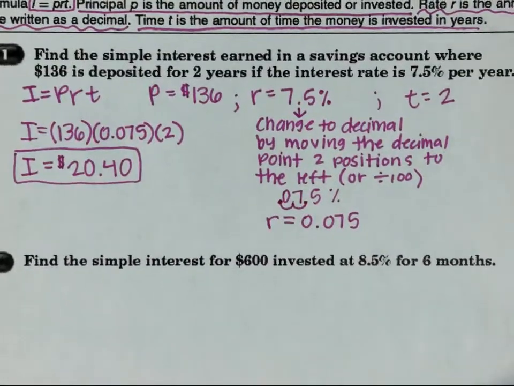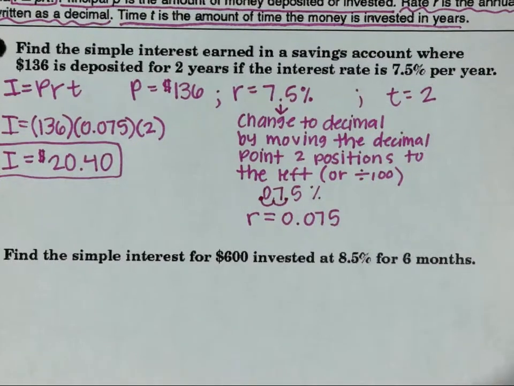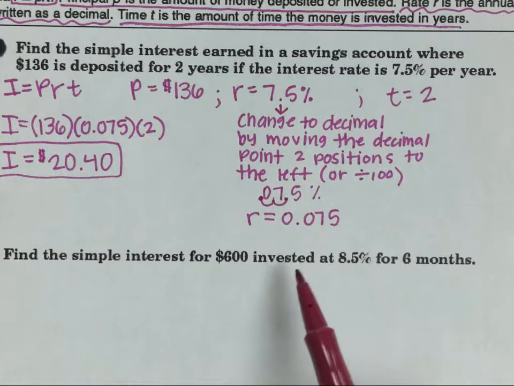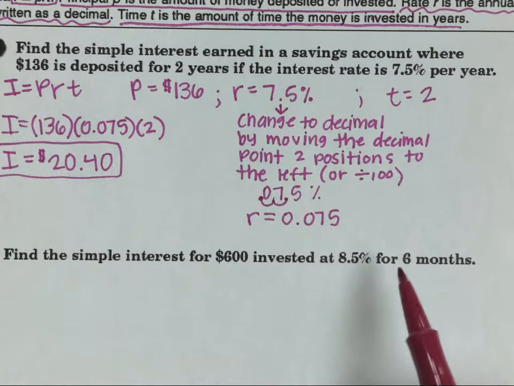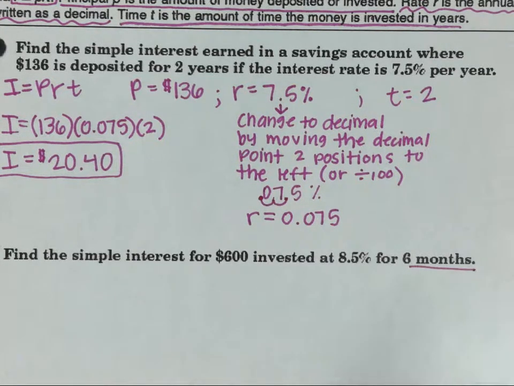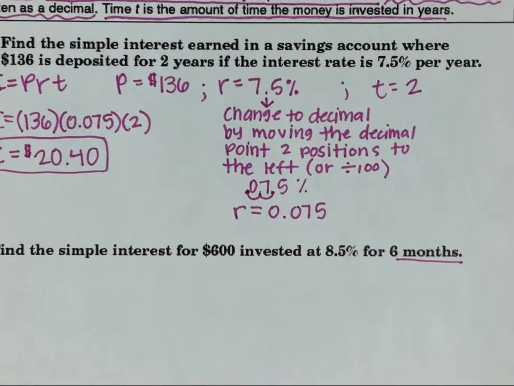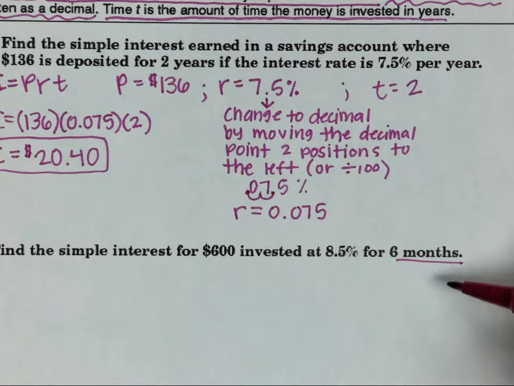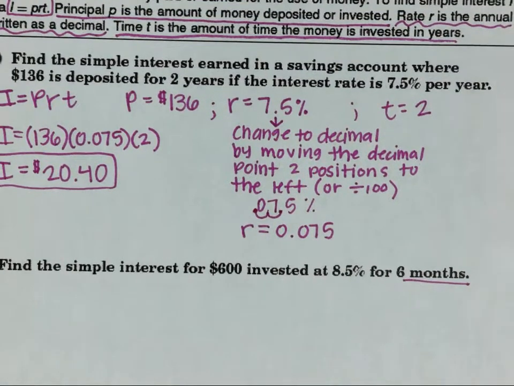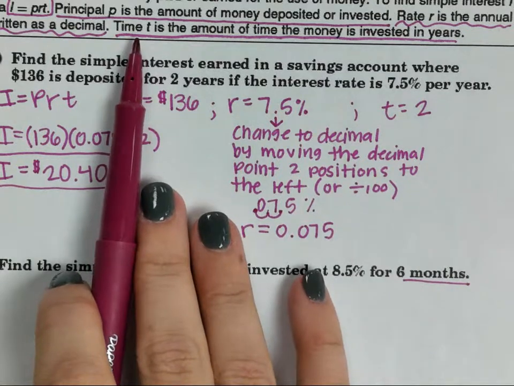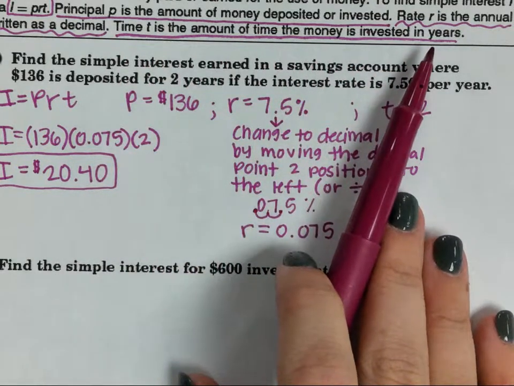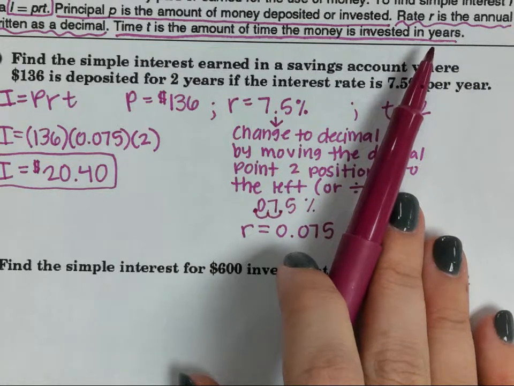Example number 2 is a little bit different, because let's read it first. It says find the simple interest for $600 invested at 8.5% for 6 months. So in example 1, we were dealing with years, right? In this case, we're doing it with months. Remember that up here where I'm talking about T, it tells me that T has to be measured in years. So we're going to have to do some conversions here, okay?